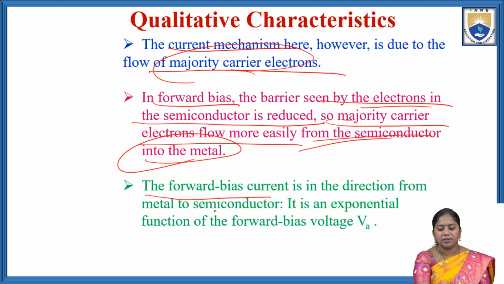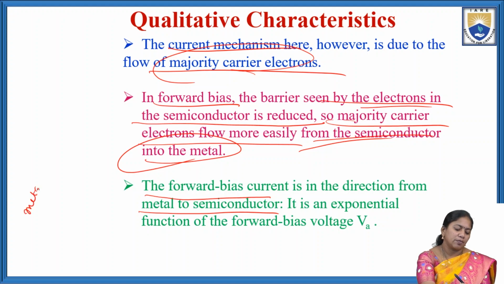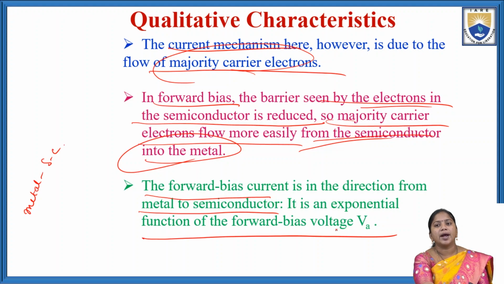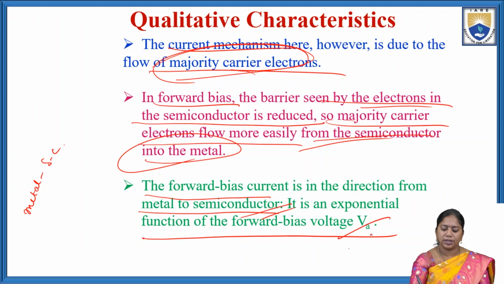So the forward bias current is in the direction from the metal to the semiconductor. It is an exponential function of the forward bias voltage VA. The current mechanism is due to the majority carrier electrons. In forward bias, the barrier is reduced, so the majority of the electrons can easily flow from the semiconductor to the metal, and the forward bias current direction is from metal to semiconductor.